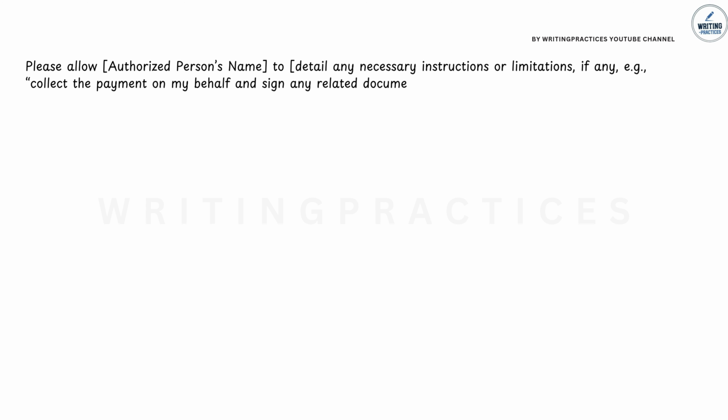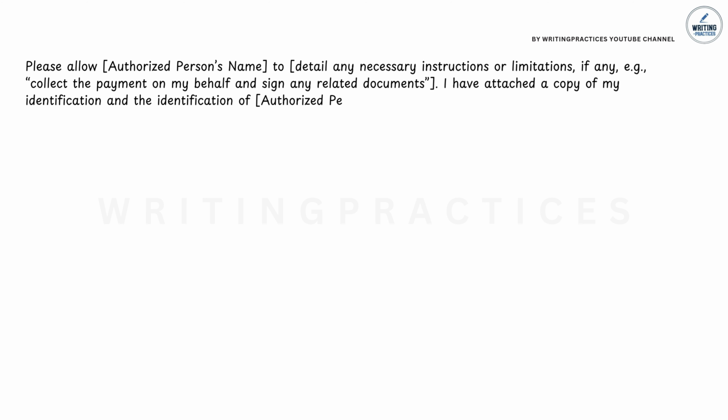Next, you'll want to let the recipient know that you've attached proof of identification. This usually includes copies of your own ID as well as the ID of the person you're authorizing. It helps with verification and ensures that the recipient knows this is a legitimate request.